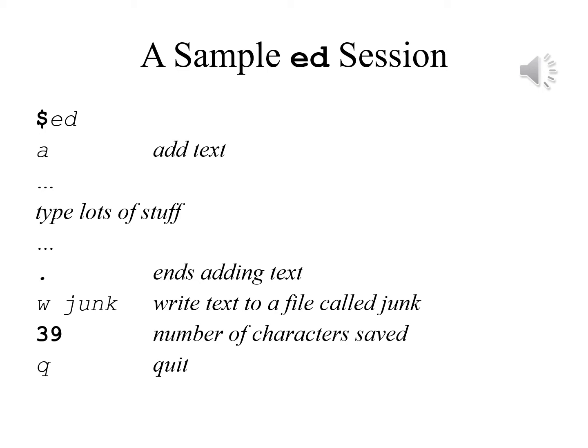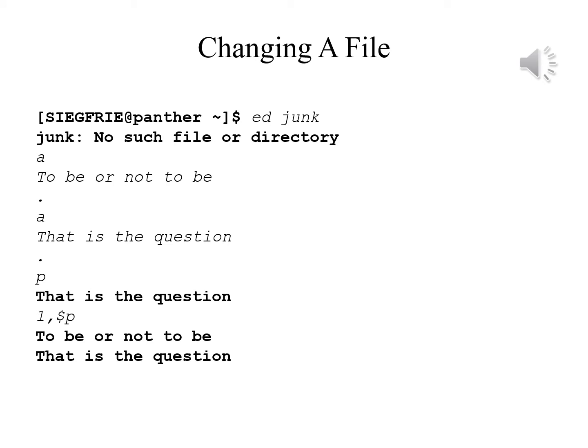When we are finished adding text, we begin a new line with a period and then press enter, and we are back in command mode. When we write W, the file will be written or saved, and since we never indicated a file name before, we need to include it now after the W, and we will call it junk. When it tells us that there are 39 characters saved, we know that the file was saved, and we can type Q to quit. If I wish, I can go back later to make changes in the file.